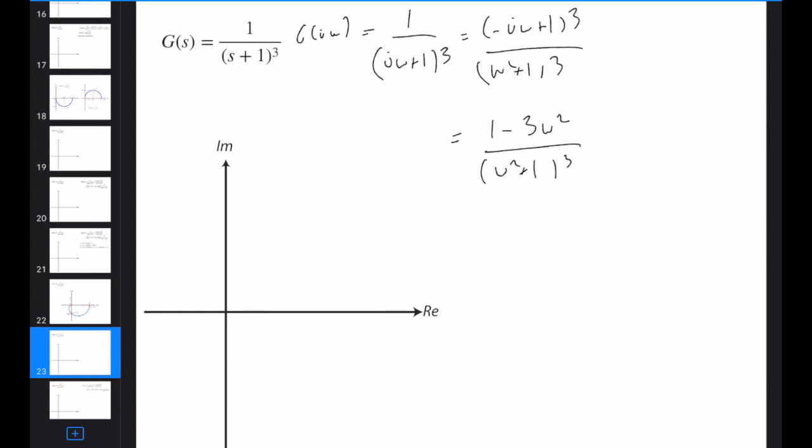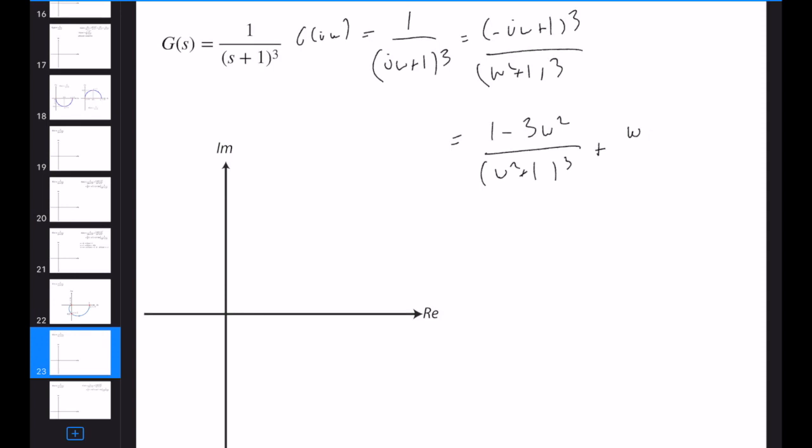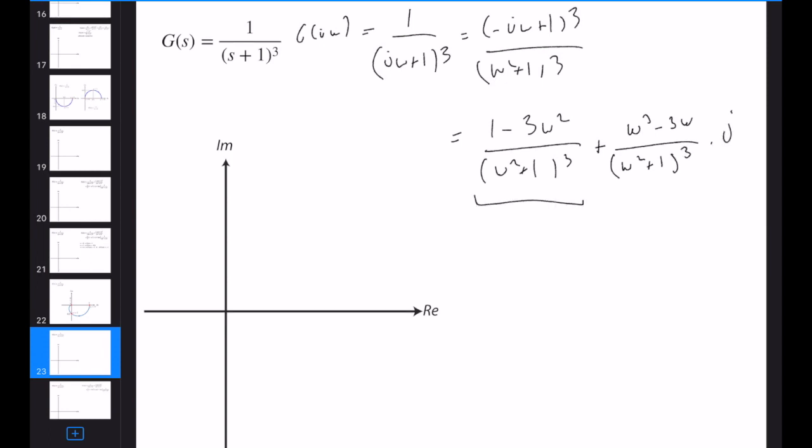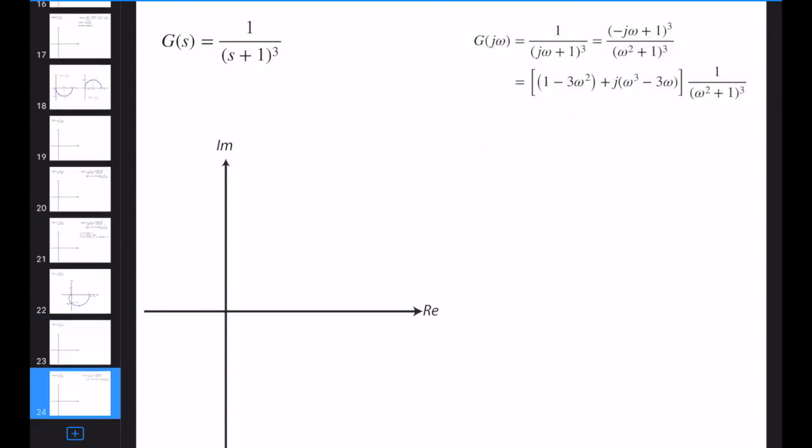That's the real part, and the imaginary part will be omega cubed. Okay, this is a brute force computation: 3 omega divided by (omega squared plus 1) cubed times j. This is the real part, and this is the imaginary part. Let's see if it's correct. Yes, it's correct. Okay, this is right.